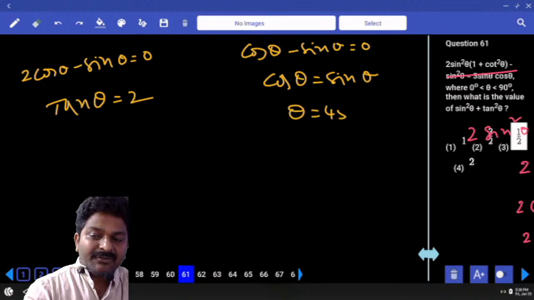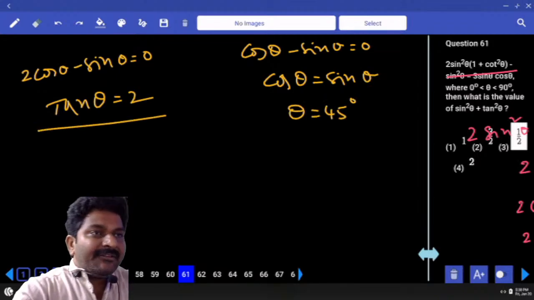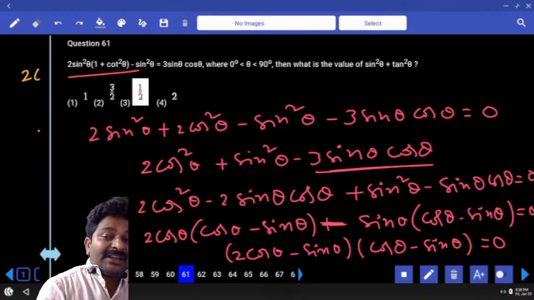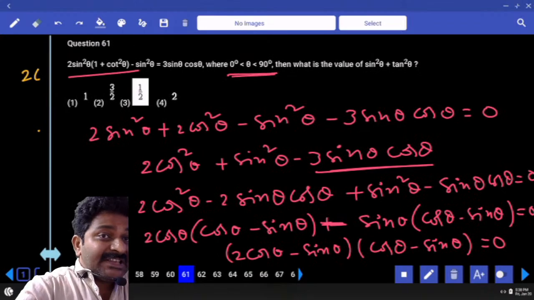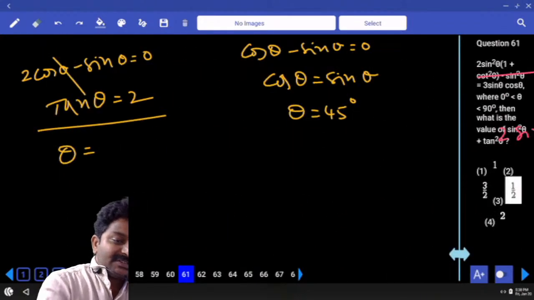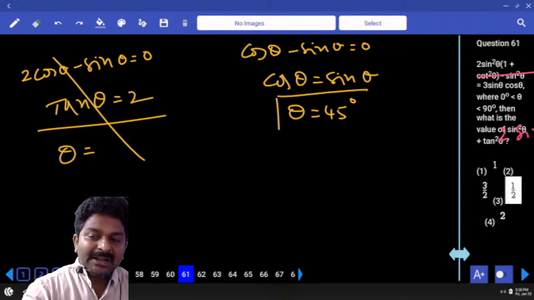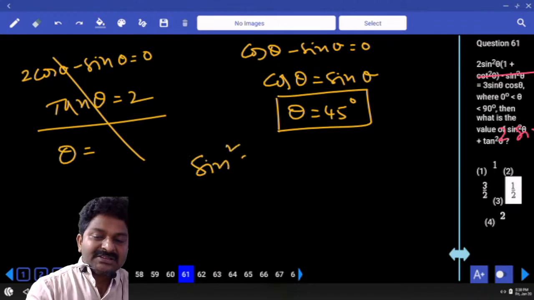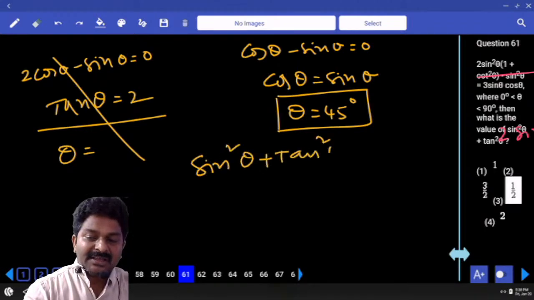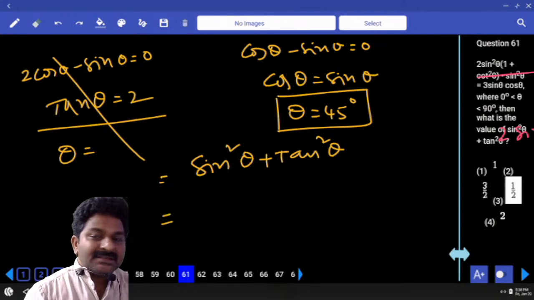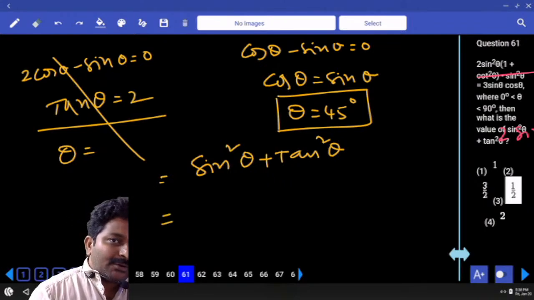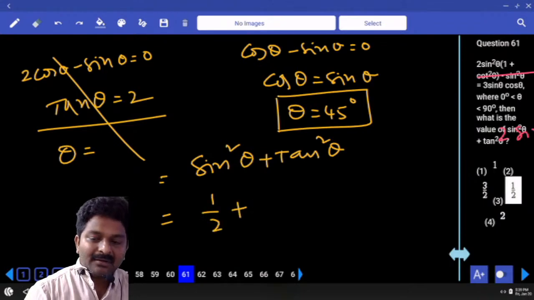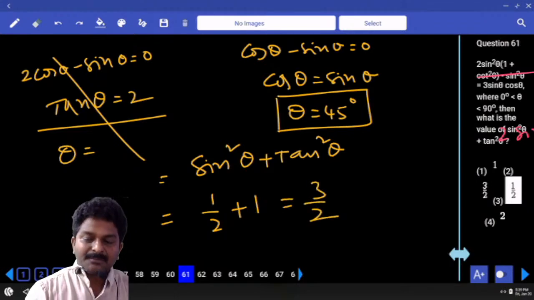Theta is 45 degrees. If tan theta is equal to 2, are you sure that theta value will be in between 0 and 90? So this is not possible. So the only condition is theta is 45 degrees. Now the question is sin square theta plus tan square theta is equal to how much? Sin square 45, sin 45 is 1 by root 2, whole square 1 by 2. Tan square 45, tan 45 is 1. Answer 3 by 2, second option.